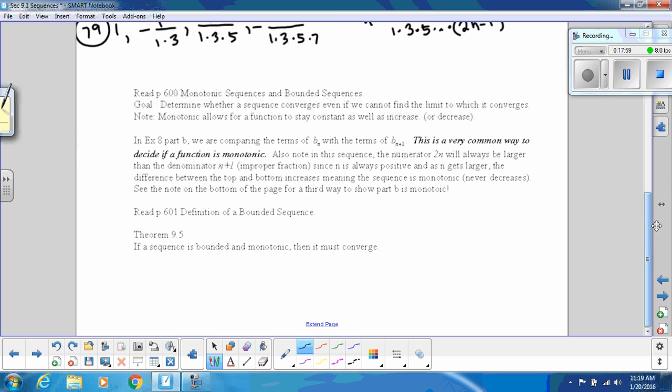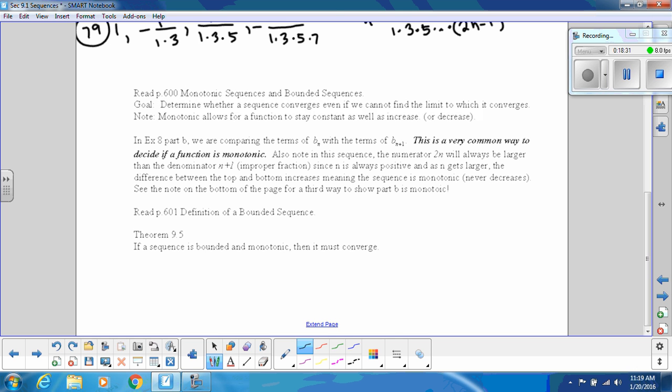Okay, so we've talked about how to write sequences as an expression. Let's go back to our book and look at what we mean by monotonic. This is new, so make sure you are familiar with this vocabulary. Monotonic basically means that the terms are non-decreasing or non-increasing. Okay, so that's just what we mean by monotonic.